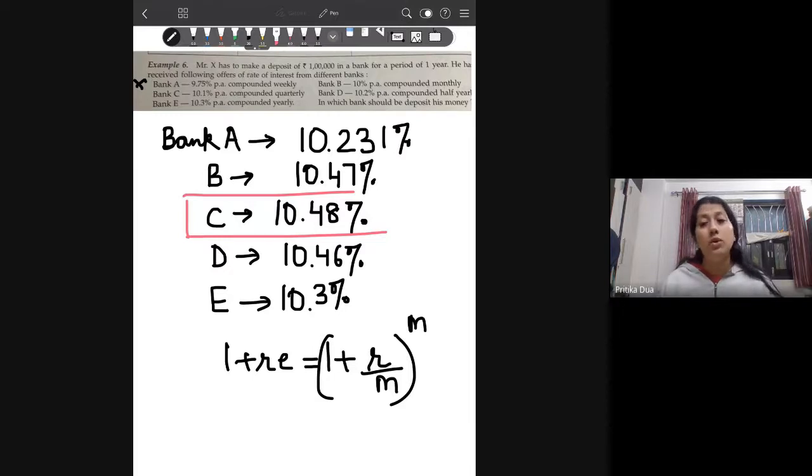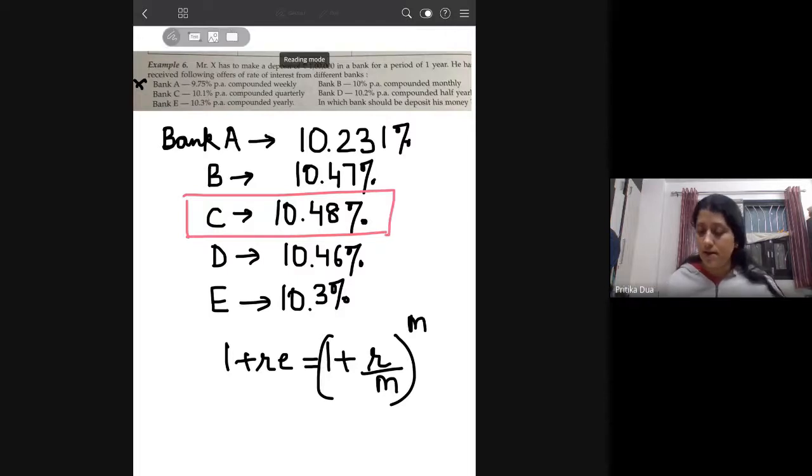So the more the number of times compounding is done, the higher is the effective rate of interest. Now here there was some variation in the interest rates, but say if you start with 12%, the more times it is compounded, the more return you get in annual terms. Okay, so this is what we mean by effective rate of interest. We move to the next question.